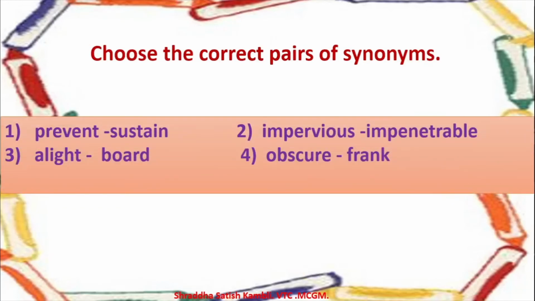Let us come to one more example where we choose the correct pair of synonyms. Prevent, sustain, impervious, impenetrable, alight, bored, obscure and frank. Again, I will not repeat this instruction after every question, children. Remember what you are supposed to do. You're supposed to pause the video after seeing the question and find out the answer.